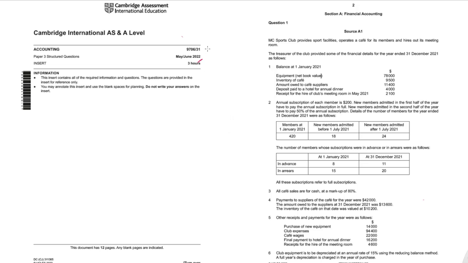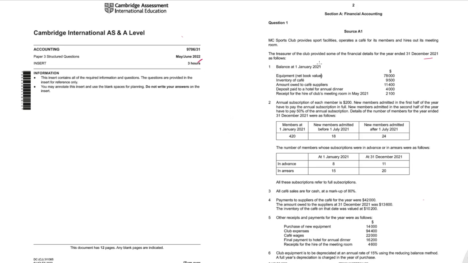First, we will begin with paper number 31. Question number 1. MC Sports Club provides sports facilities, operates a cafe for its members and hires out its meeting room. The treasurer of the club provided some of the financial details for the year ended 31st December 21.